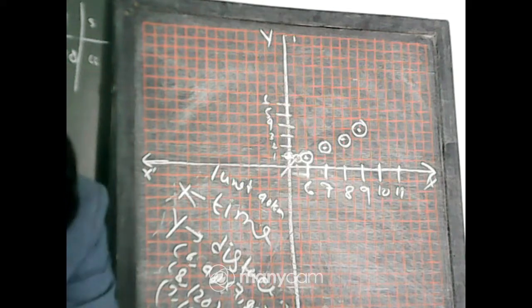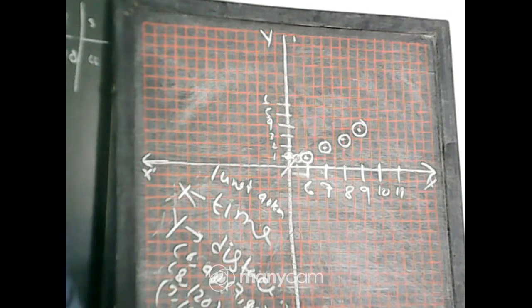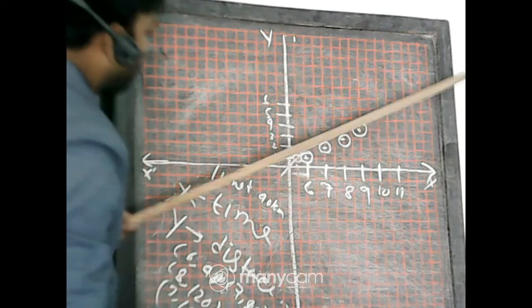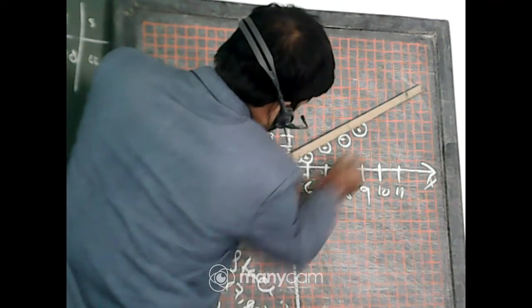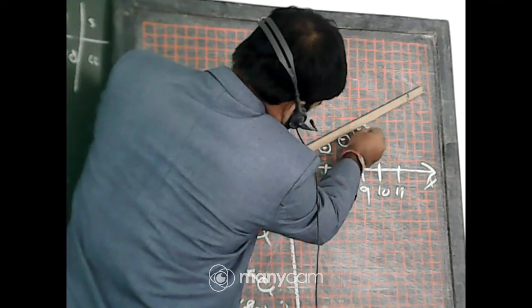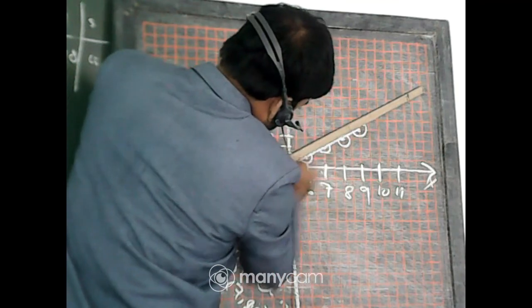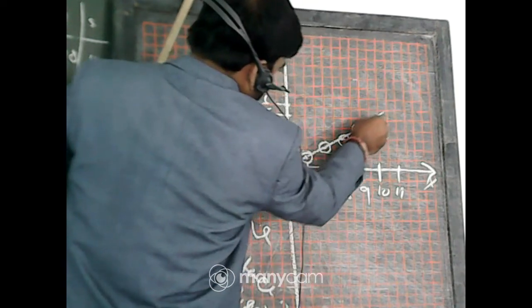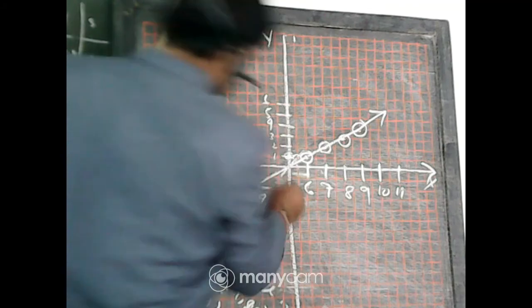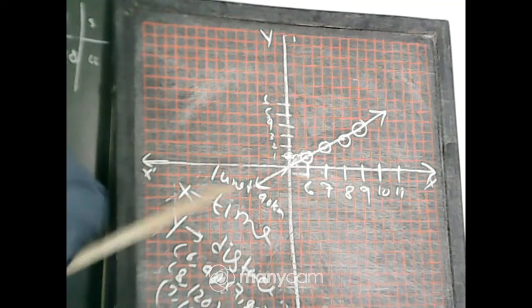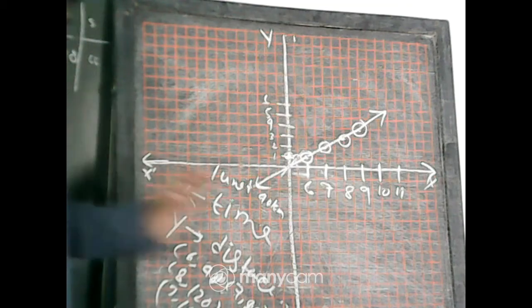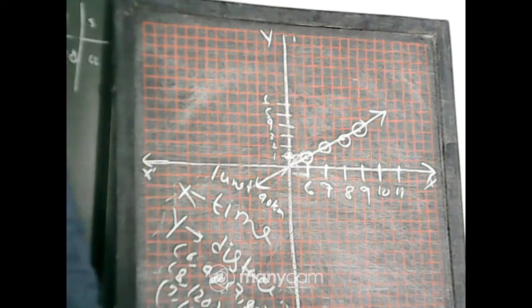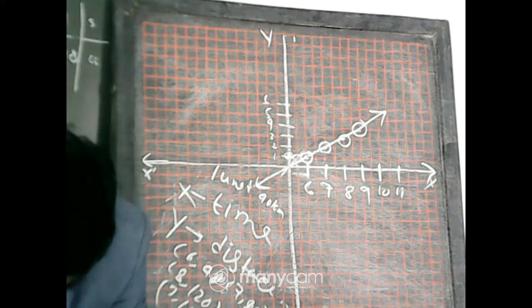Okay, now just add it by the scale. Okay, I have joined and extended them. So it is the graph of that data which I have given. Okay, students.